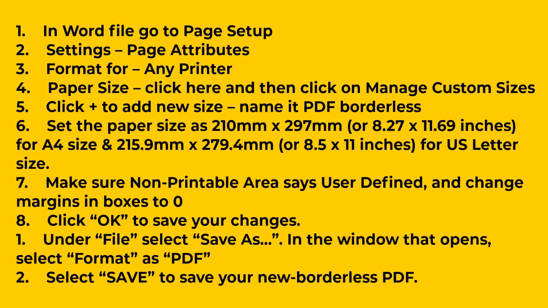1. Under File, select Save As. In the window that opens, select Format as PDF. 2. Select Save to save your new borderless PDF.